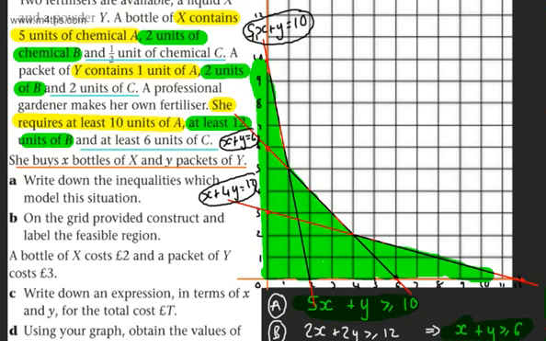So what we're going to do now is mark our feasible region R. So let's just put this on. Here's our feasible region R. So that's what we've got.